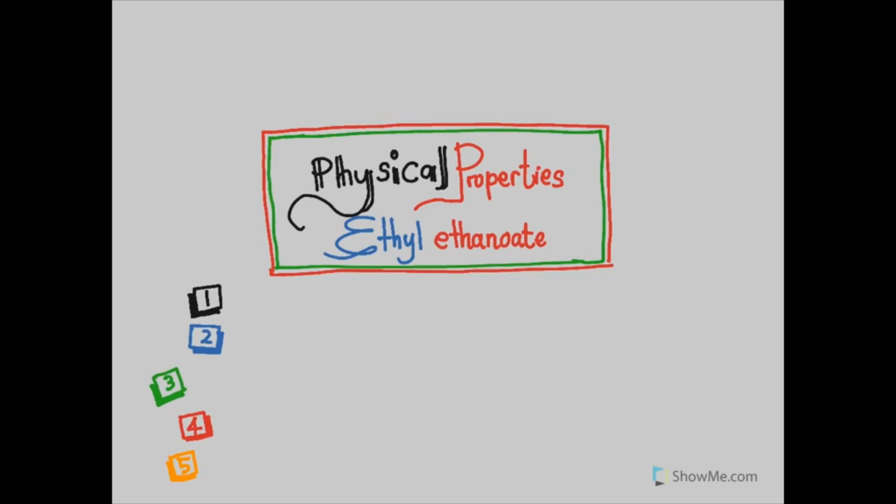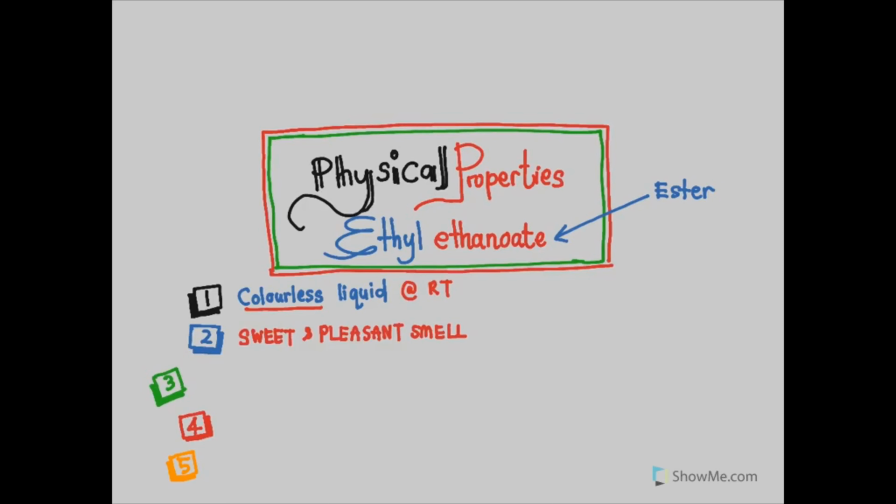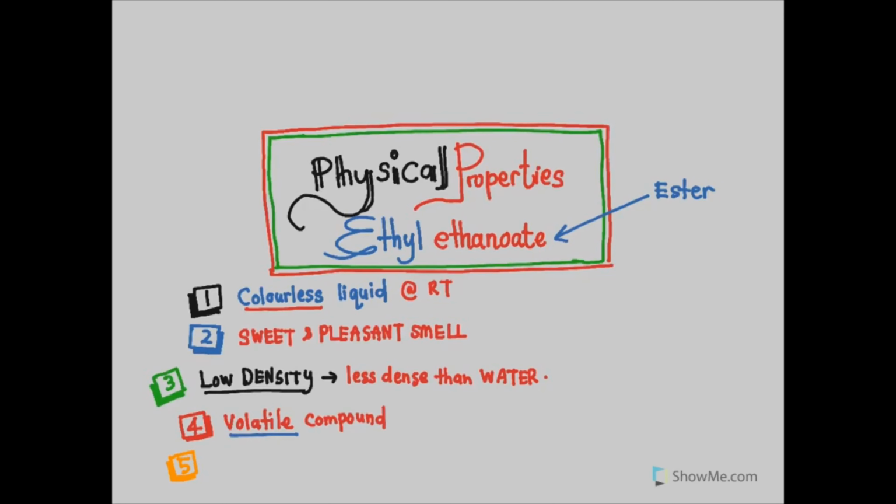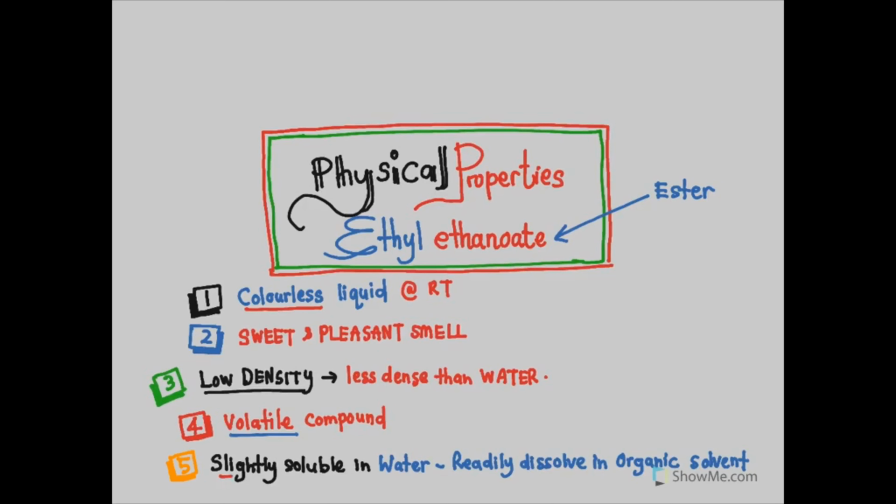Physical properties of ethyl ethanoate. Ethyl ethanoate is one example of ester. Ethyl ethanoate is a colorless liquid. It occurs as liquid at room temperature. Ethyl ethanoate has a sweet and pleasant smell. It has low density, whereby it is less dense than water. Ethyl ethanoate is a very volatile compound. Ethyl ethanoate is slightly soluble in water but readily dissolved in organic solvent.